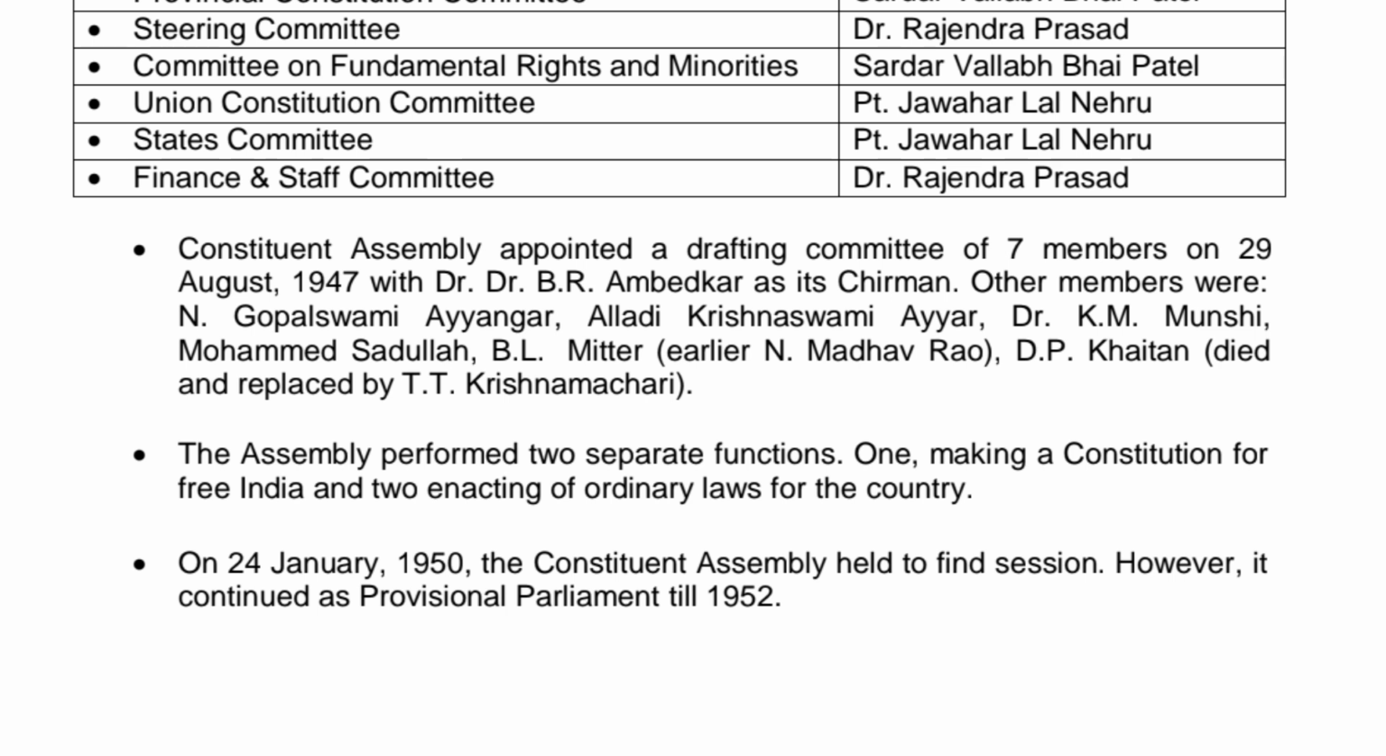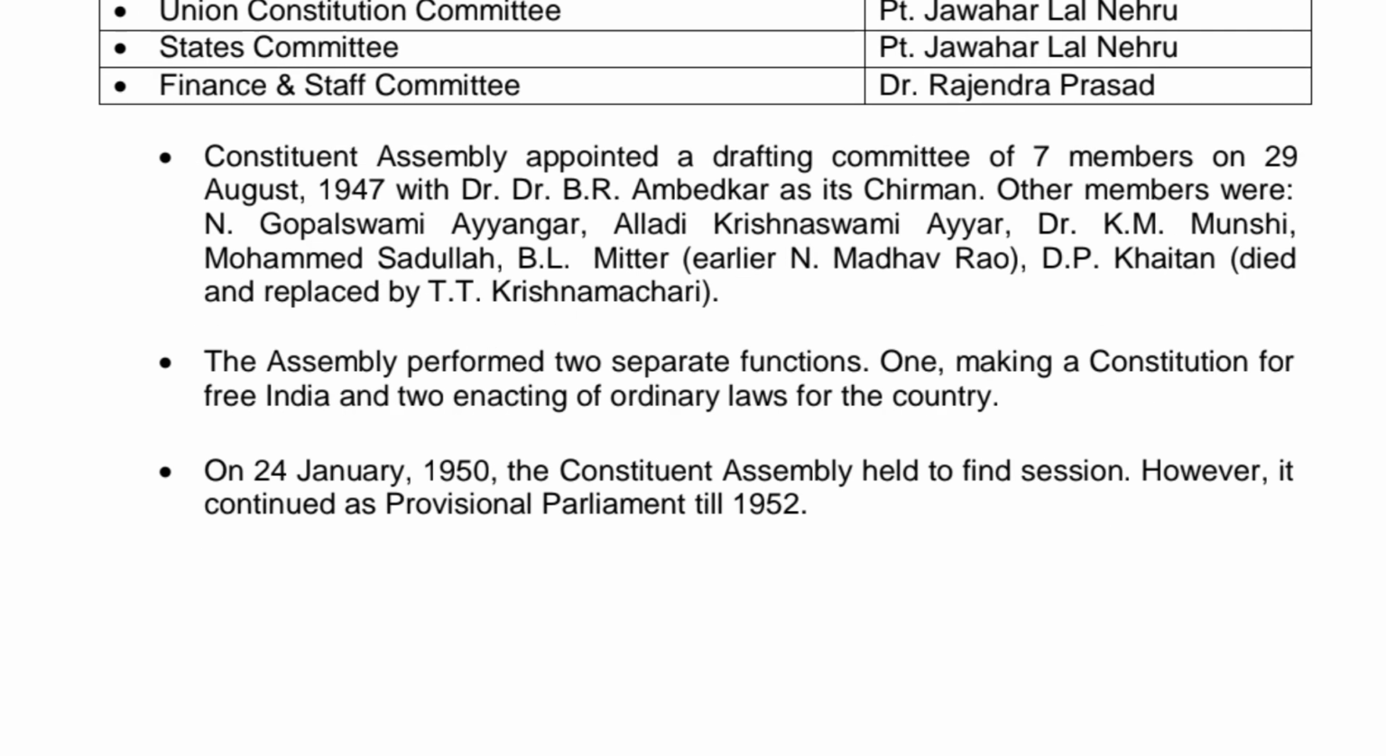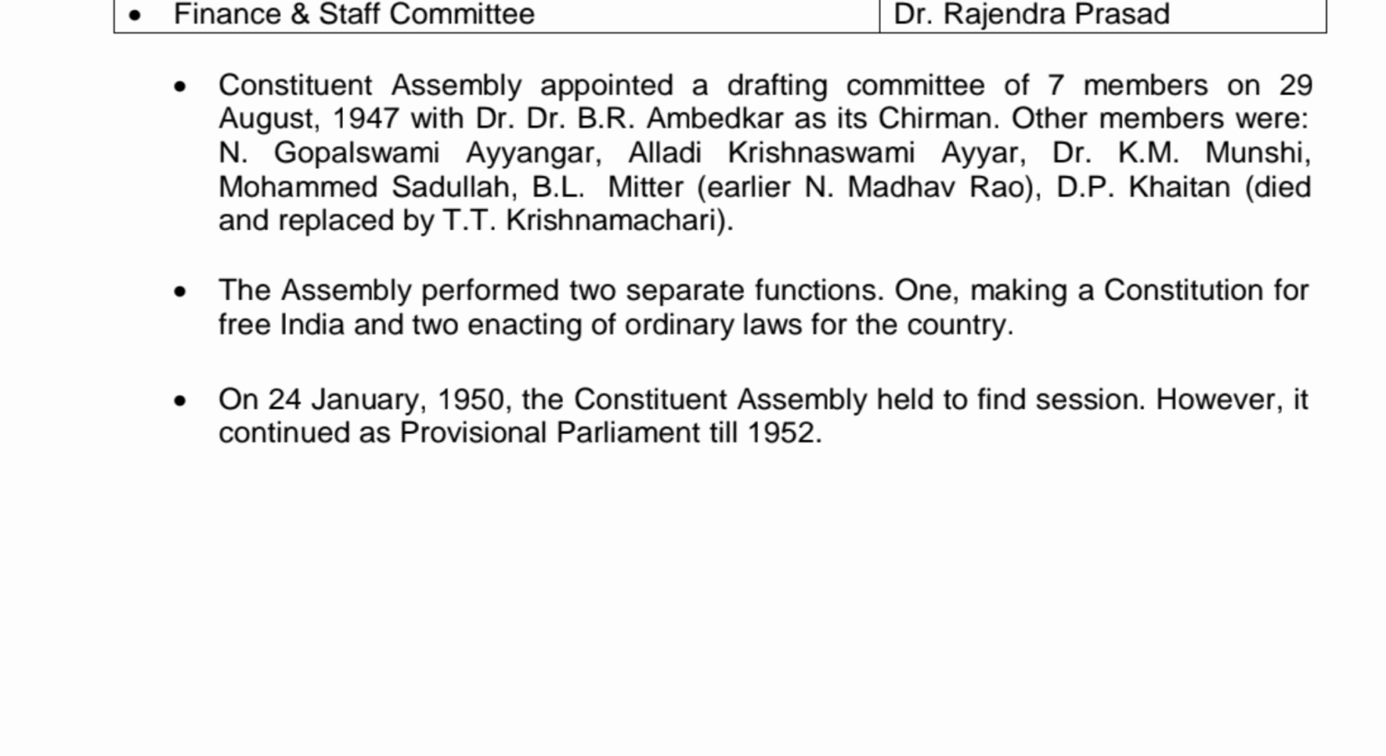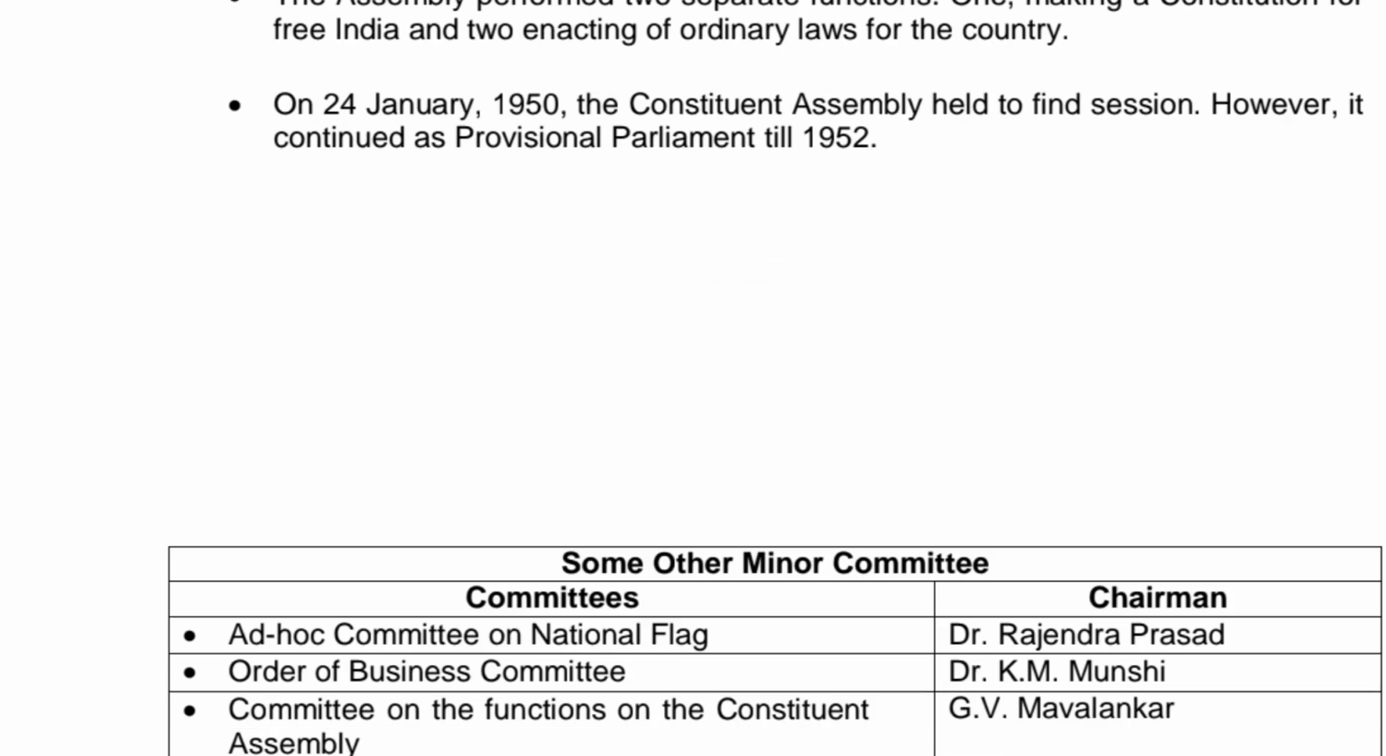So the assembly performed two separate functions: one, making a constitution for free India, and two, enacting ordinary laws for the country. On 24th January 1950, the Constituent Assembly held its final session. However, it continued as the provisional parliament till 1952.